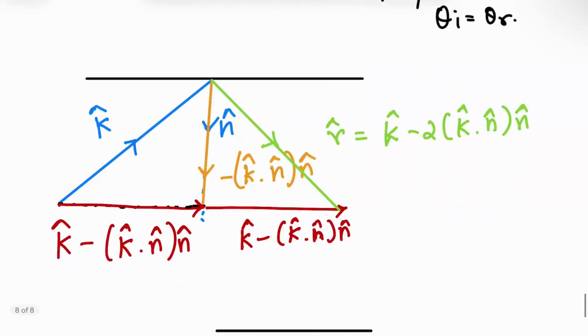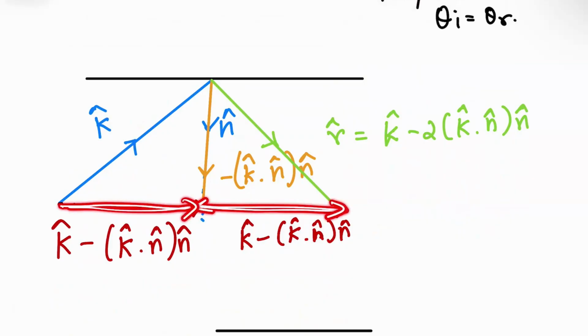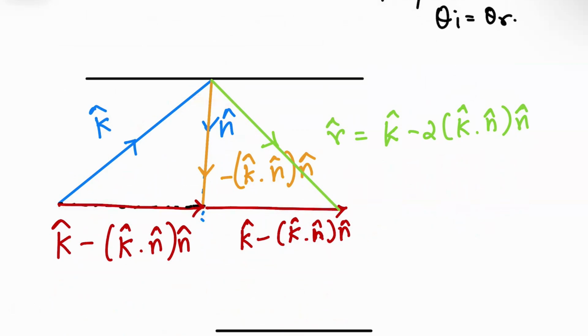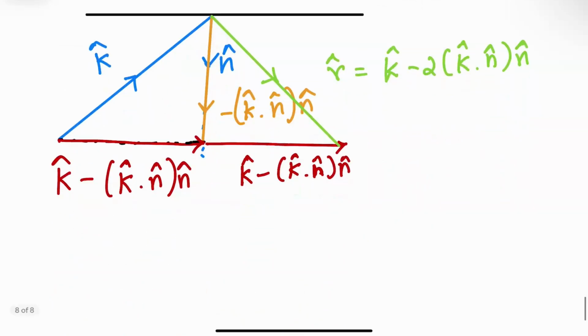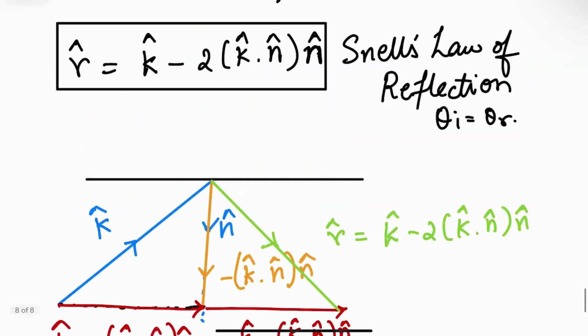So where does Snell's law come in? Snell's law comes in because this length and this length are equal. That's how we got this relationship. If these two lengths are equal, then these two angles must be equal. So this is exactly the same thing as Snell's law of reflection. Now, of course, Snell's law of reflection also applies to dielectrics, which we'll see in a couple of lectures down, once we do plane waves and reflection from dielectrics.